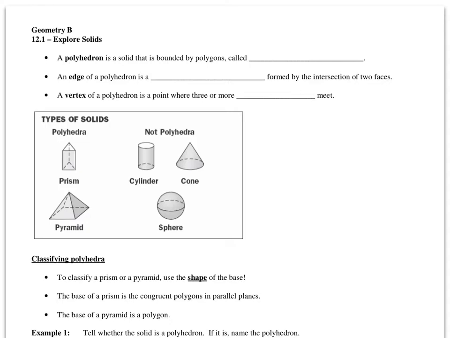So it says a polyhedron is a solid that's bounded by polygons called faces. So key here is bounded by polygons. An edge of a polyhedron is a line segment formed by the intersection of two faces. A vertex of a polyhedron is a point where three or more edges meet.